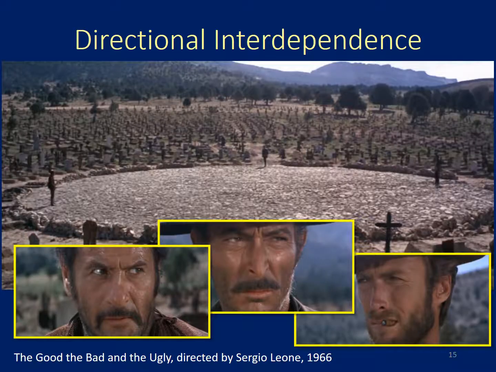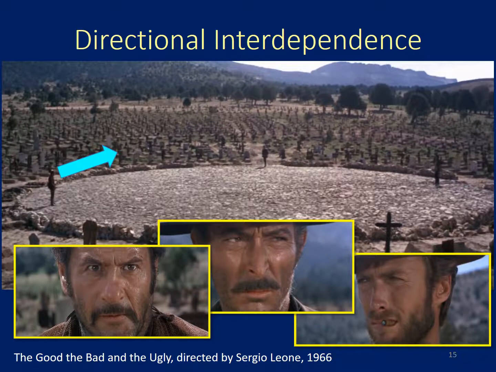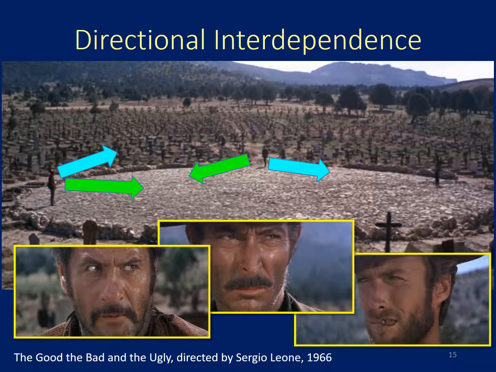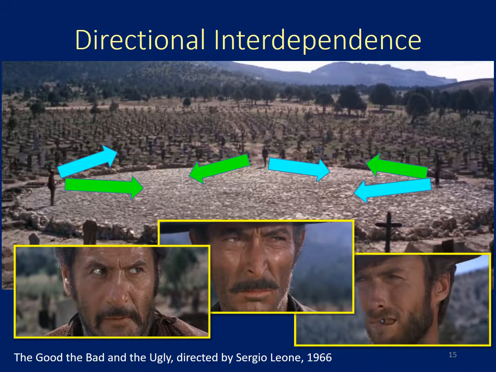This segment from the good, the bad, and the ugly demonstrates the kind of directional interdependence we are dealing with. This is a truel, a duel among 3 opponents. Their decisions and the directions they point to are interdependent. The decision of each opponent to point the gun in a certain direction is affected by the other opponents. This is directional interdependence.